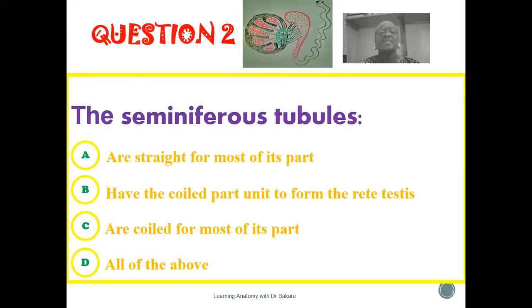The second question reads that the seminiferous tubules are coiled for most of their parts. So most of the parts of the seminiferous tubules are seen to present a coiled presentation, while a smaller portion of the seminiferous tubules are seen to be straightened. So this option about the seminiferous tubules is the most correct option, while the other options are incorrect.